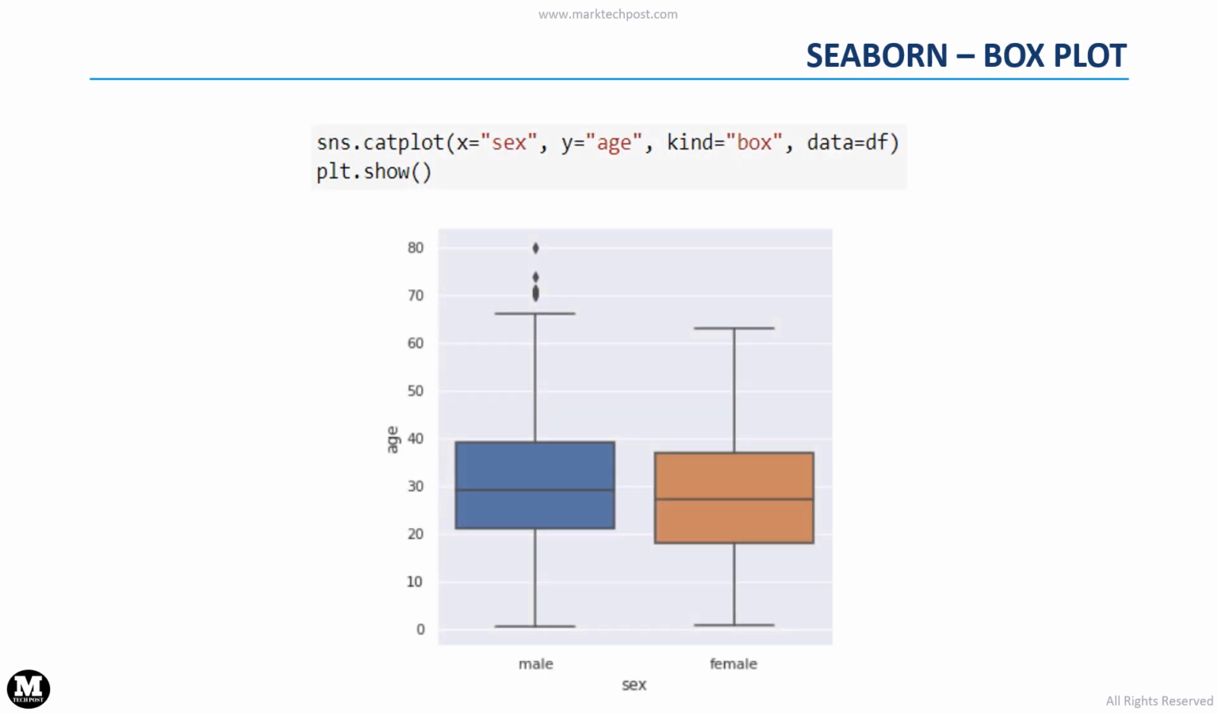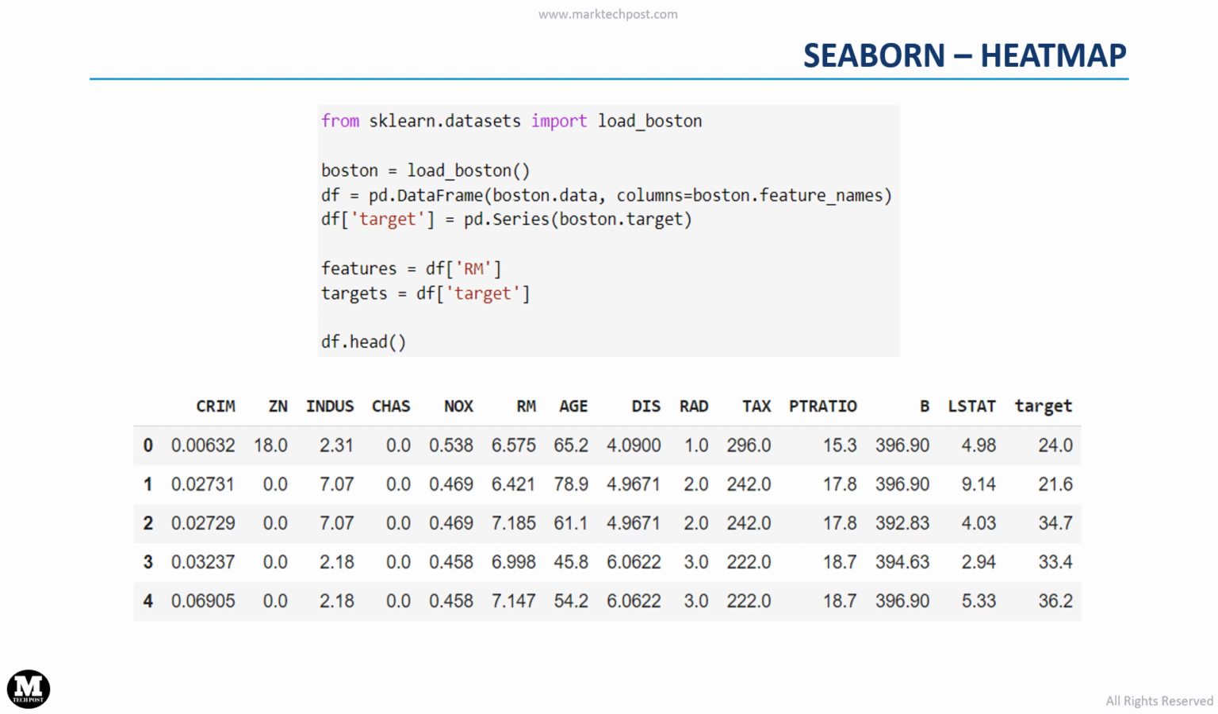Finally, to draw a box plot, we can use again the category plot method with the kind argument set to box. The last thing we see about Seaborn is the creation of heatmaps. First of all, let's load again the Boston house prices dataset.